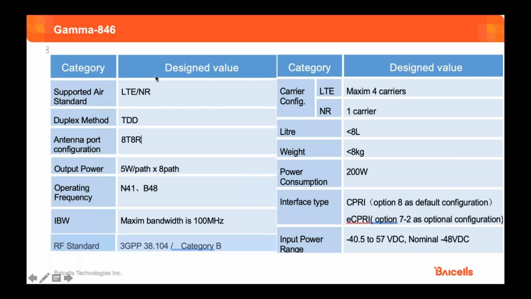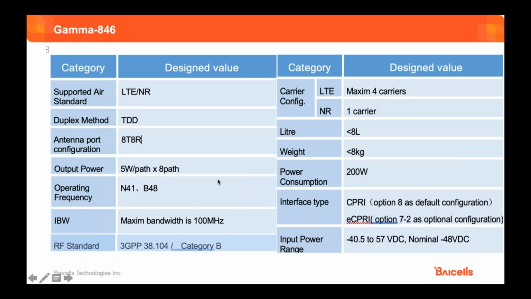Let's look at it closely here. It supports LTE and the new radio technology, which is 5G. Of course, it's TDD, and the antenna is 8 transmit, 8 receive. So that's why we call it 8x5. We have 8 ports and 5 watt per path. So 8 by 5. The frequencies we're doing in 41, that's the 5G EBS, and the classical CBRS LTE band right here.